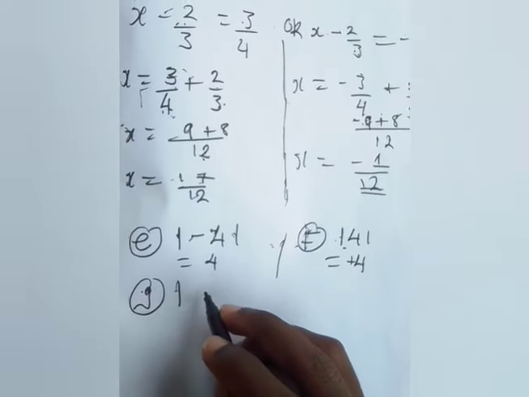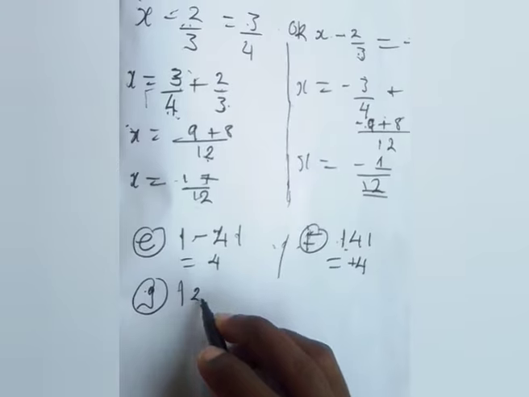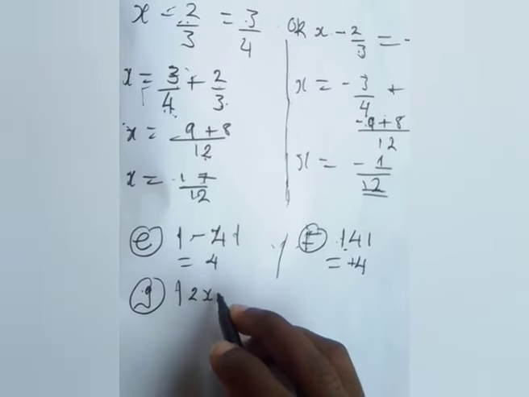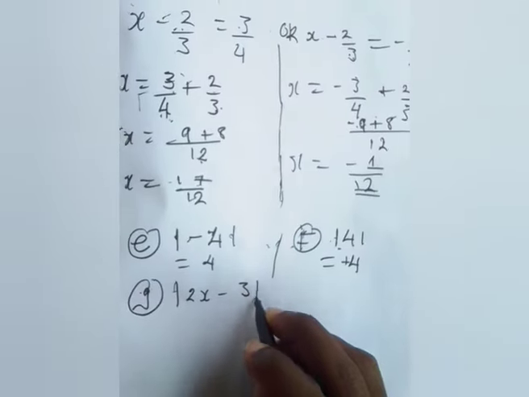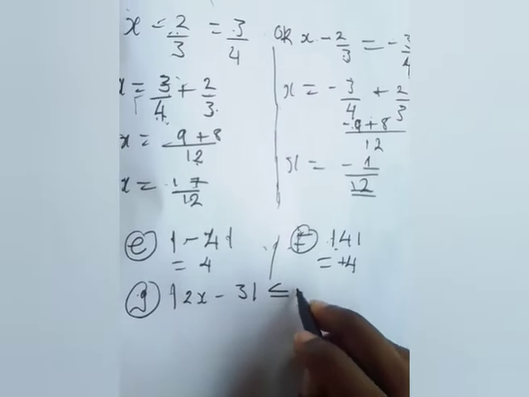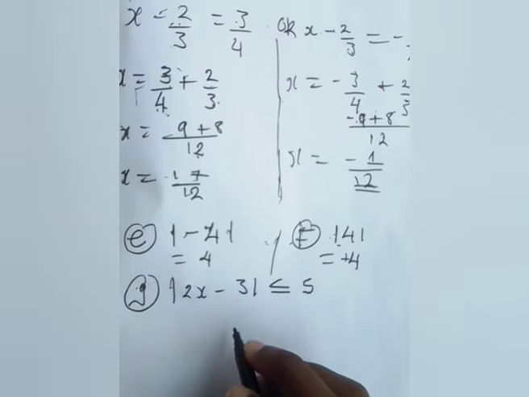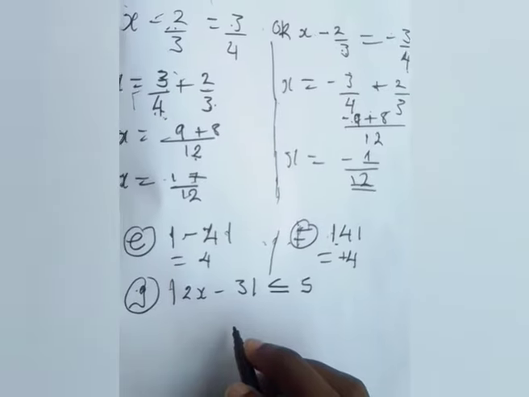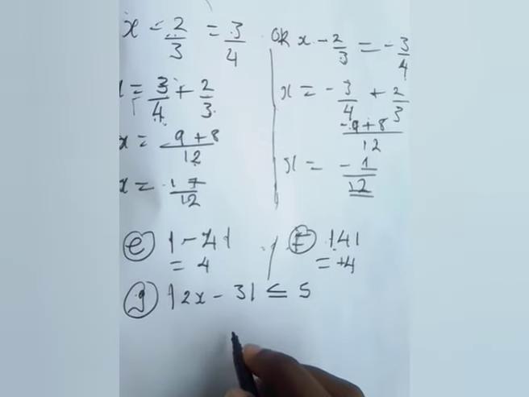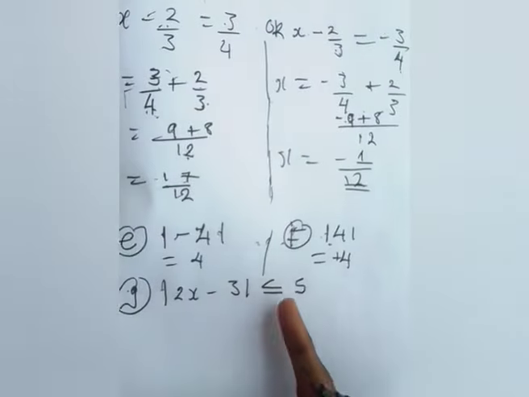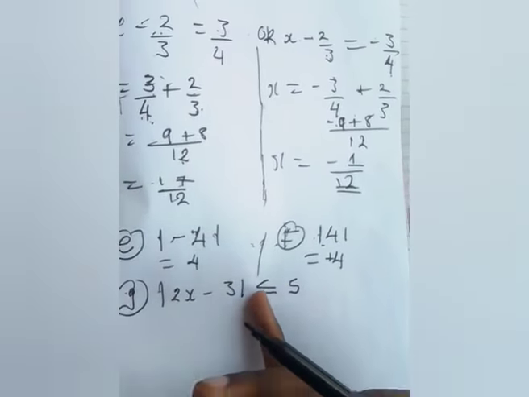So G, we have 2x minus 3 less than or equal to 5. Alright, so we have this question here. So how do you solve this kind of question? This one is different because it is having a symbol here instead of an equal sign.